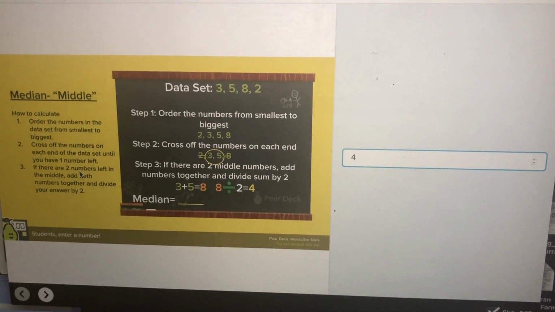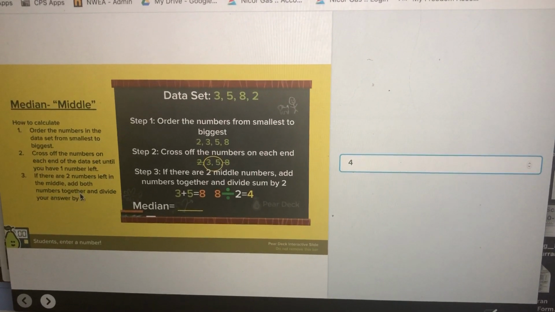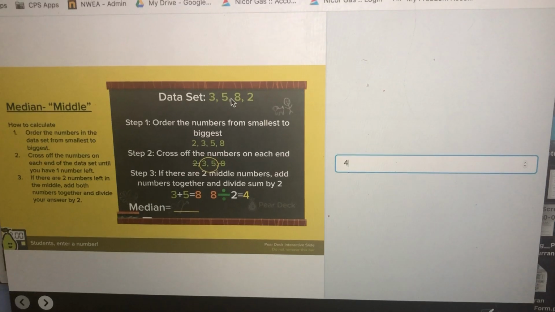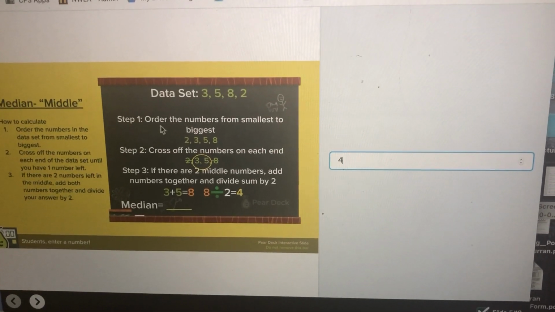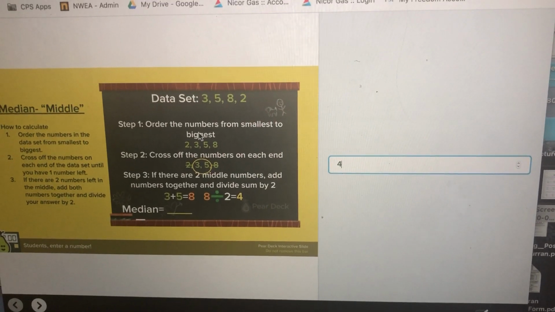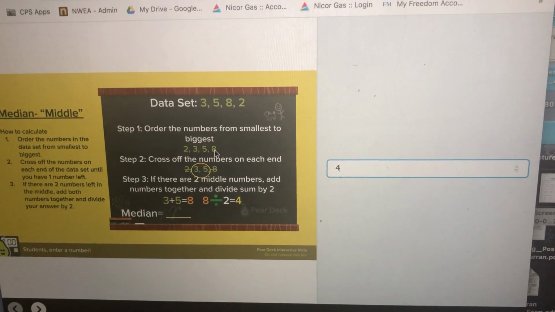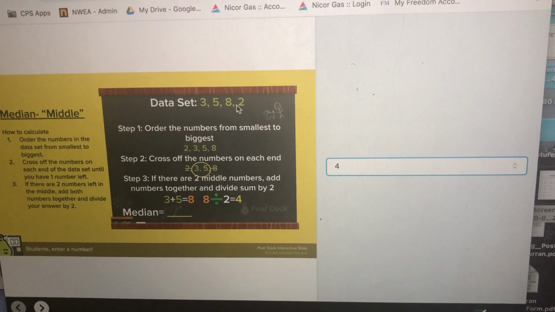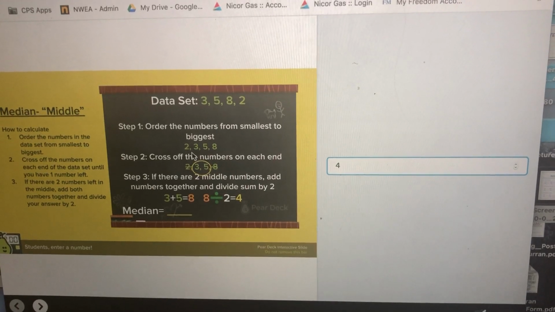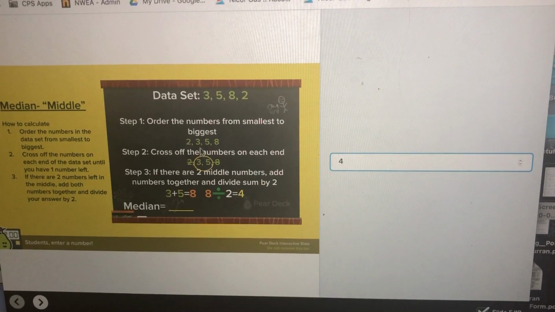Let's look at our next example. Here is our data set. Our steps are still on the side to refer to. We have 3, 5, 2, 8, and 2. Our first step is we need to order the numbers from smallest to biggest. So I place them in order: 2, 2, 3, 5, 8. Once again, I'm double checking, 1, 2, 3, 4, 5. I made sure that I copied the exact number of points in our data set.